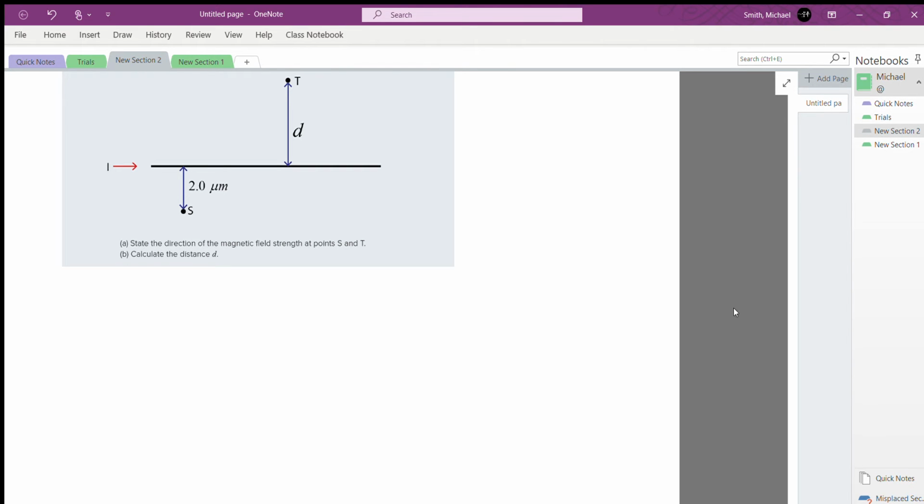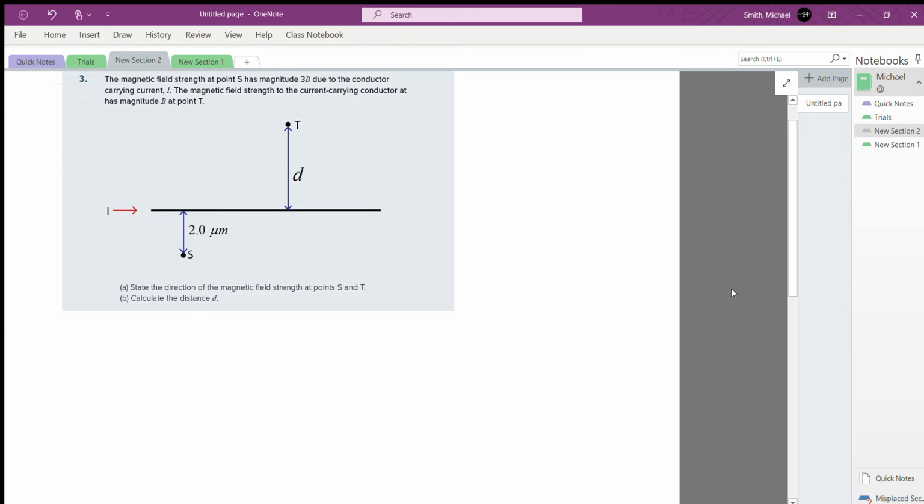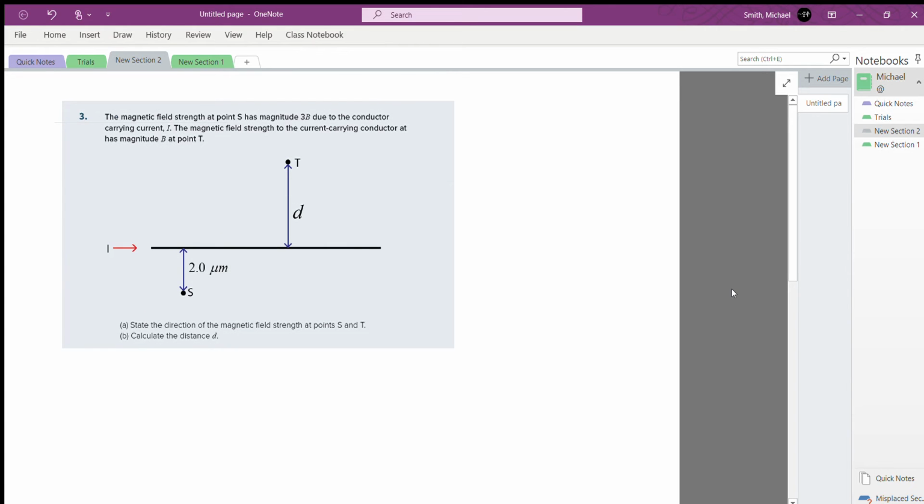This is question number 3 of the SACE Stage 2 Physics course companion from Subtopics 2.3 and 2.4. Here we have a current carrying conductor carrying current I and 2 points around the conductor. S is 2 micrometers away from the conductor and has a magnetic field strength of 3B, and T is some other distance D from the conductor with a magnetic field strength of B.